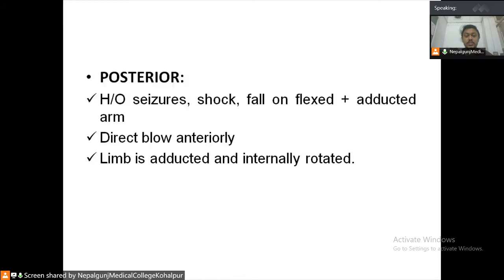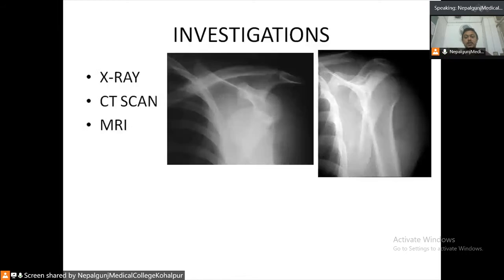Coming to the posterior shoulder dislocation, there is a history of a seizure. Usually the patient gives a history of a fall on the legs with the adducted limb, or there can be a direct blow anteriorly. The patient comes with the limb adducted and internally rotated.